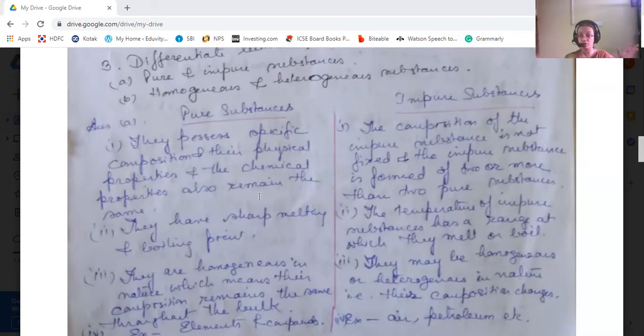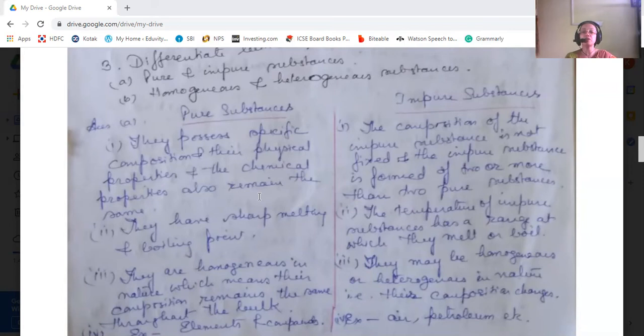But in this compound, pure substance, they have, this is pure and impure. So in pure substances, all the constituent elements will have the same characteristic because they have formed a new substance, a pure substance. That means the constituent elements are also in a specific composition.